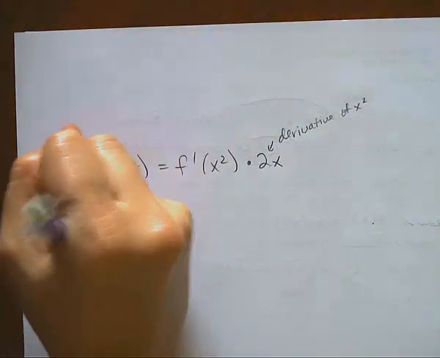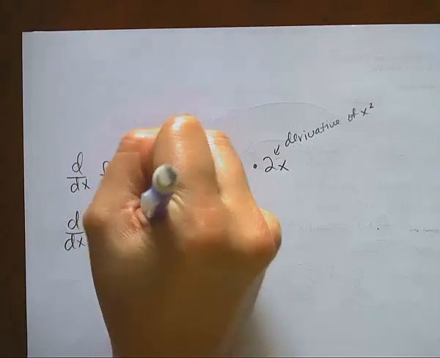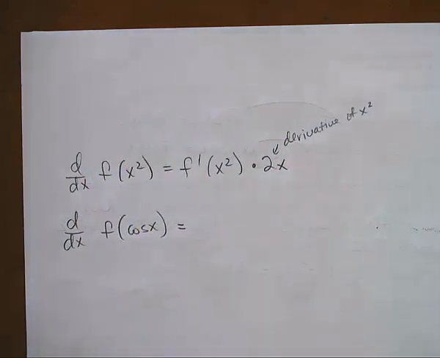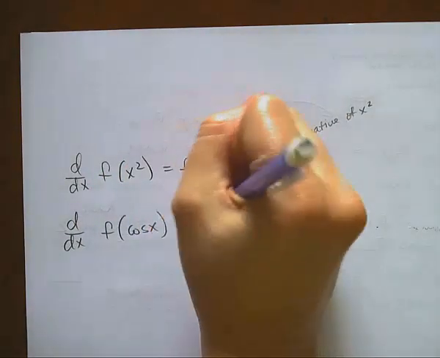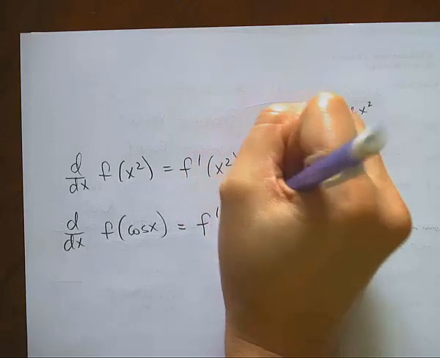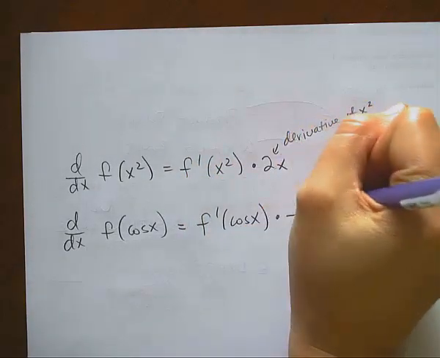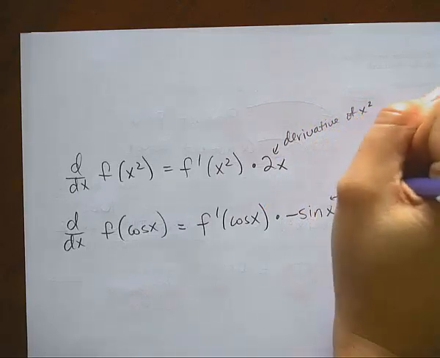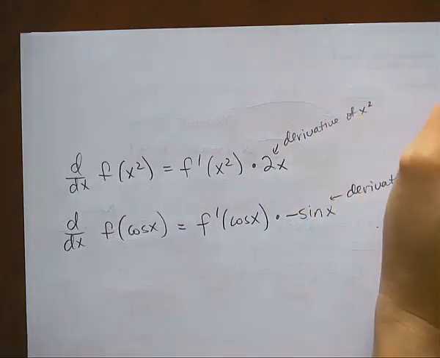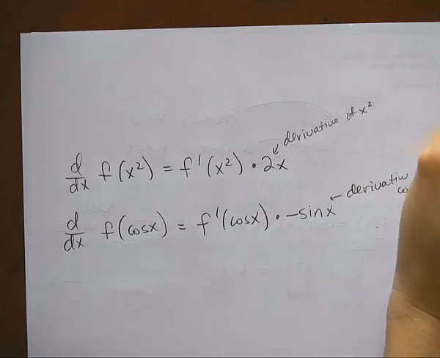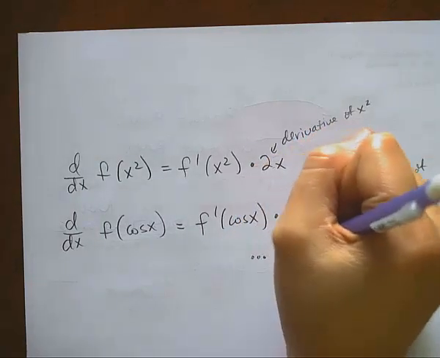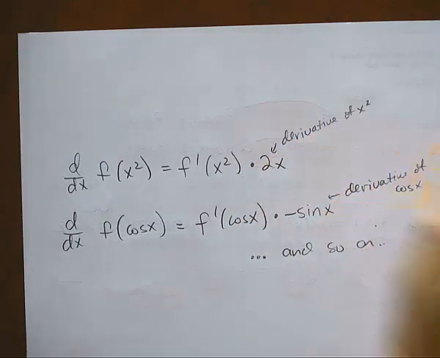Or let's say you had f of some trig function, like f of cosine of x. You would take the derivative of f, whatever f is, with respect to that inside function, and then you would multiply by the derivative of that inside function. And so on. That's how it works for all functions. Okay? So let's go ahead and do some examples of this.